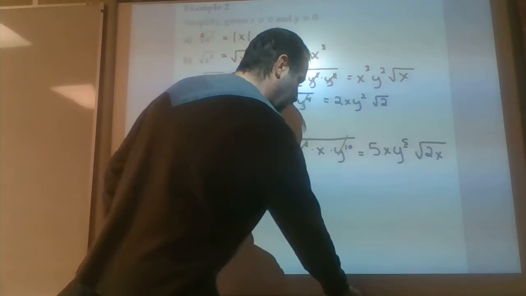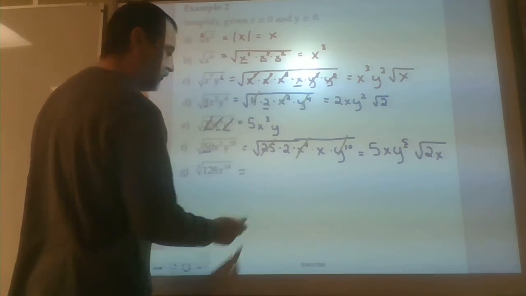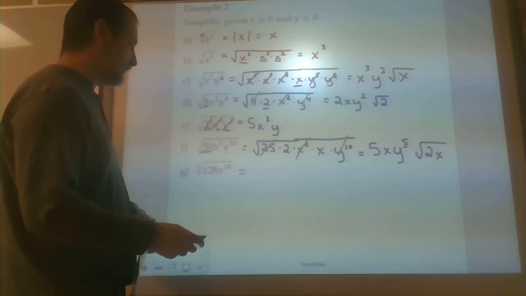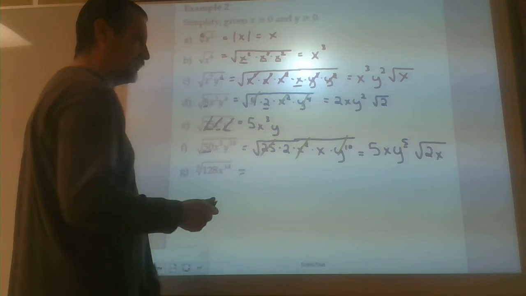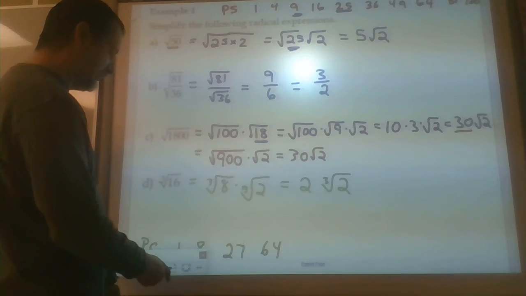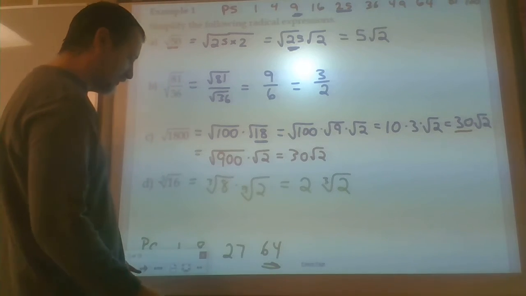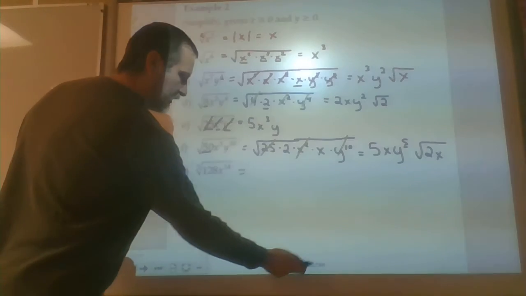Last one here is going to be the cube root. So again, we need to pull out cube roots, multiples of 3, right? So the cube root of 128. Again, we went through my perfect cube list back here: 1, 8, 27, 64 is the cube root. And of course, I can pull that out of here.